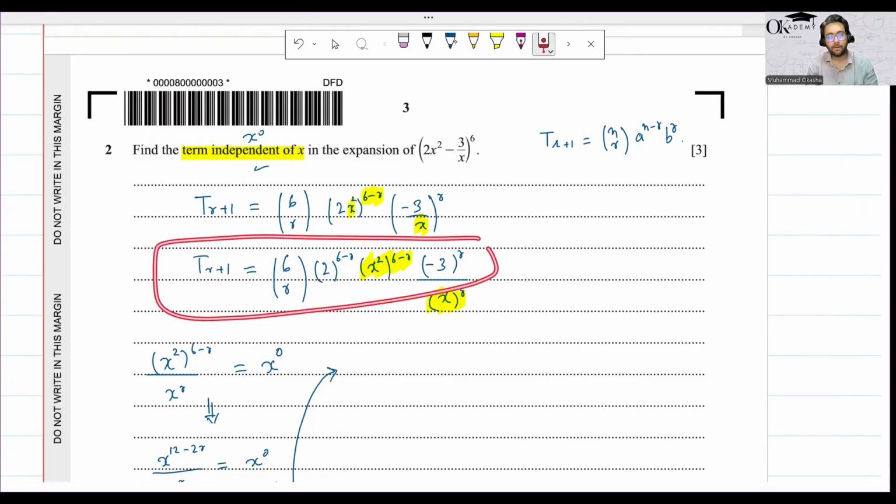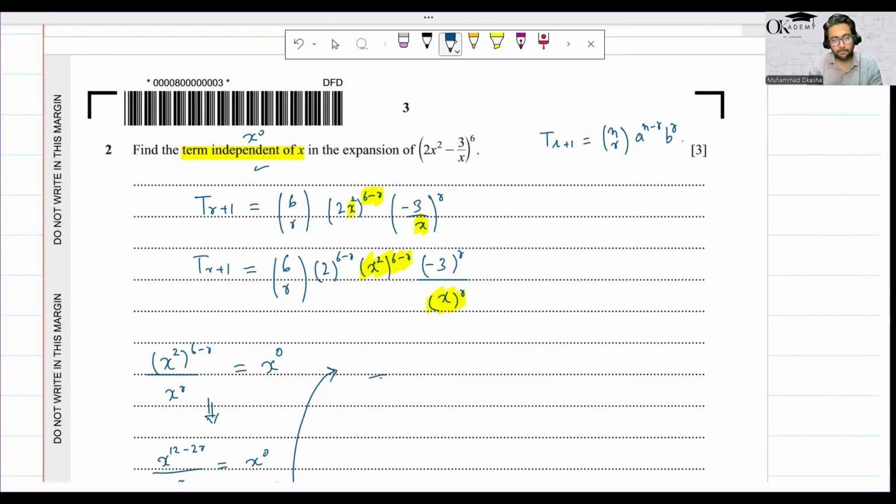So wherever you see r, put 4. T to the power r plus 1 equals 6, 4. This is just a combination you can put in your calculator and get the answer for it. 2 times 6 minus 4, x squared times 6 minus 4, negative 3 times 4 divided by x to the power of 4.